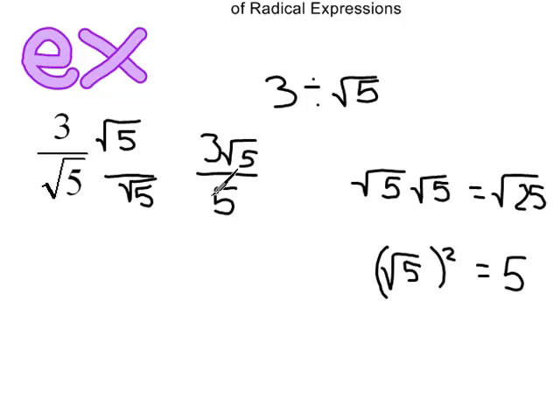And this would be our final answer, 3 root 5 over 5. We've rationalized the denominator. And have we divided? Not really. All we've really done is just written it in a different form, but it's sort of like division, right? And we've rationalized the denominator. So, important rule, square root x times square root x equals x. Technically, it equals the absolute value of x, but we're going to assume our variables are positive. Okay?